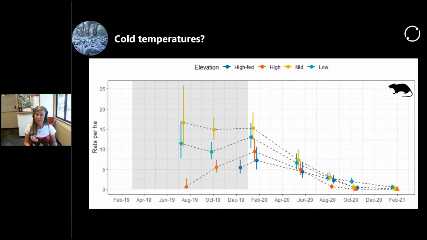What about cold temperatures? Well, again, the decline really starts post-summer, and that's probably a little bit early to be really related to mass mortality happening due to snowfall or cold winter temperatures. So it seems like cold temperatures weren't an immediate factor driving the decline.